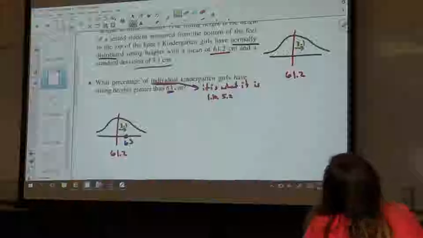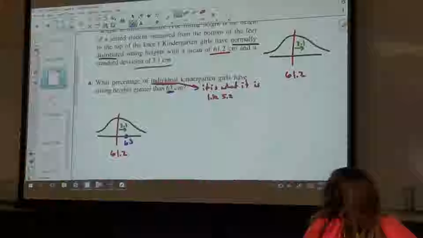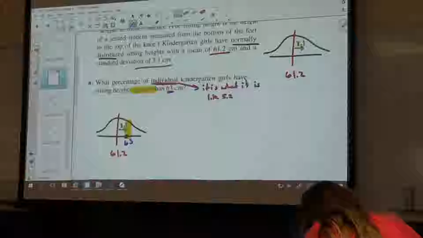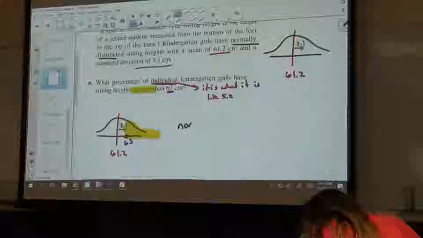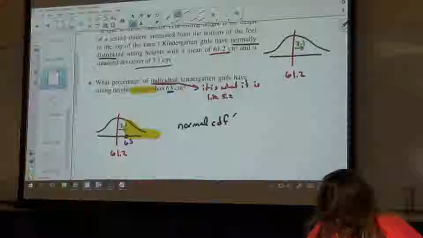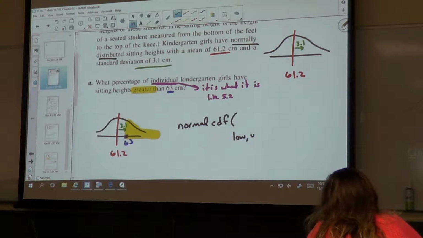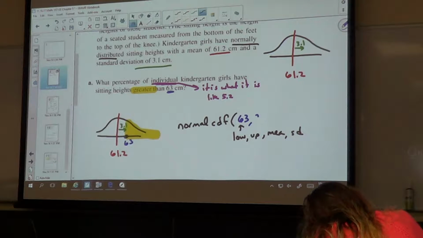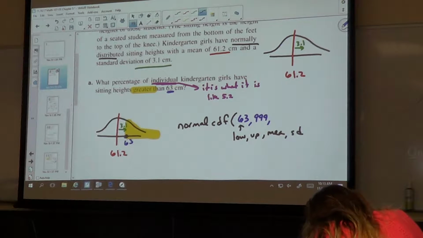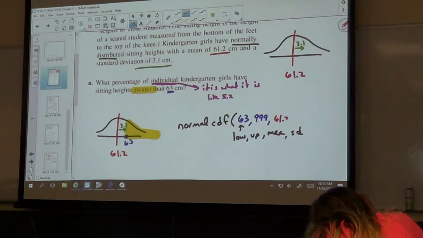Now, where am I highlighting? To the left or to the right of 63? So I'm going to do the normal CDF of my lower limit, my upper limit, my mean, and my standard deviation. What is my lower limit? 63. What is my upper limit? Positive 999. What is my mean? 61.2. What is my standard deviation? 3.1. Are we good?